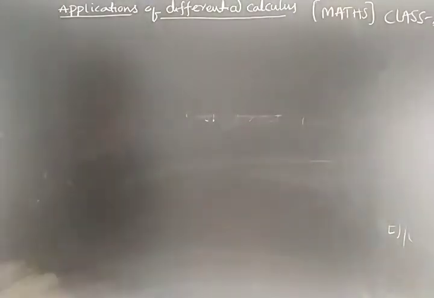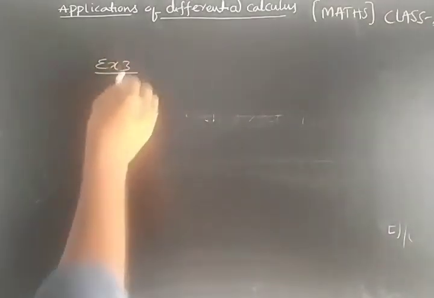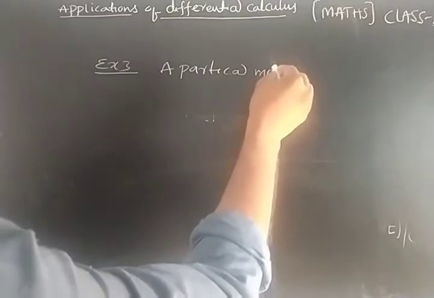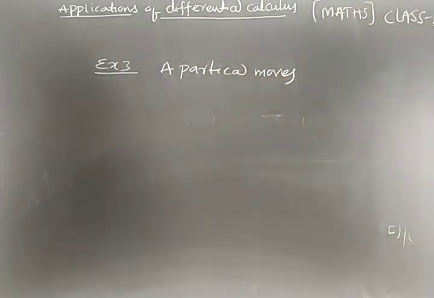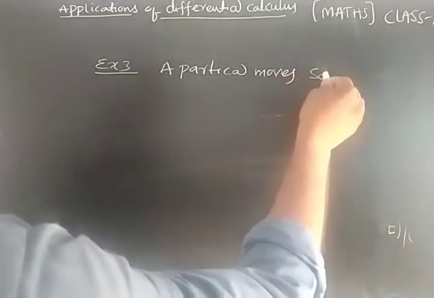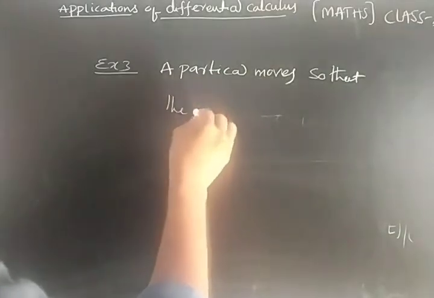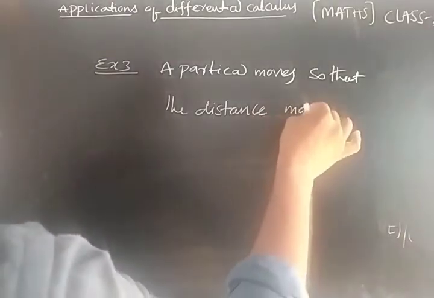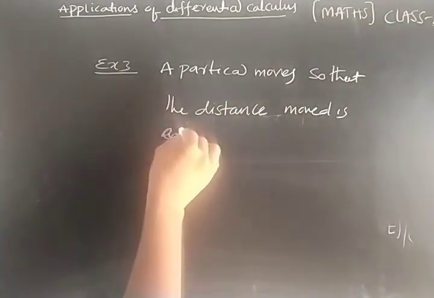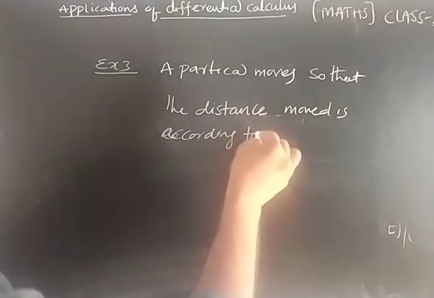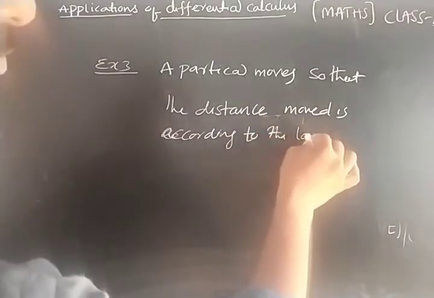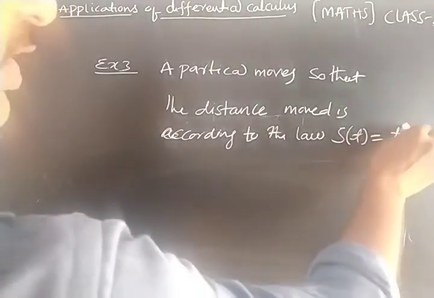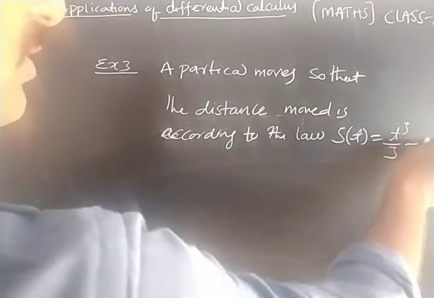Now, next question. Example 3. A particle moves so that the distance moved is according to the law S(t) = t^3/3 - t^2 + 3.